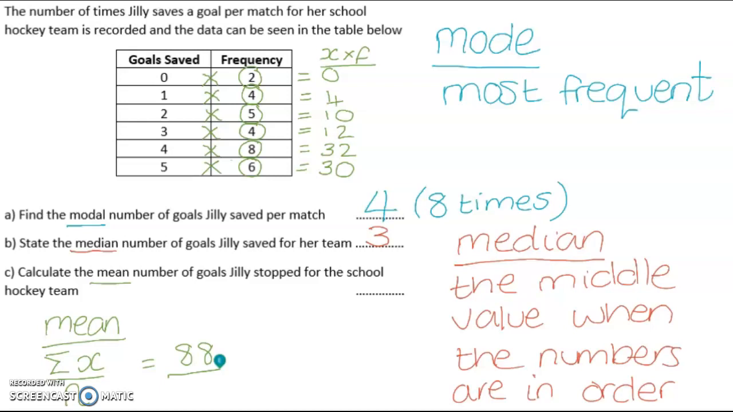To divide by n, I divide by how many there are altogether, and that is the sum of the frequency, because I want to know how many games she has saved goals in. So I add up 2, add 4, add 5, add 4, add 8, add 6. That gives me 29. So to calculate my mean, I am going to put in my calculator 88 divided by 29. I round my answer to 1 decimal place. So the mean number of goals Jilly stopped for the school hockey team is 3.0.